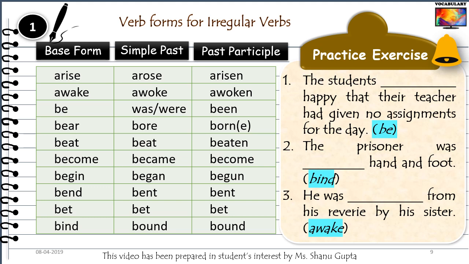You have to fill in either the simple past or the past participle of the highlighted verb. And the answers are: the students were happy that their teacher had given no assignments for the day. The prisoner was bound hand and foot. He was awoken from his reverie, which means daydreaming, by his sister.